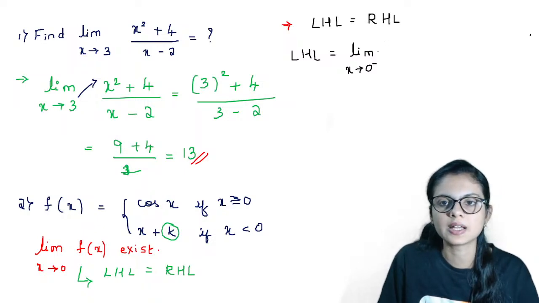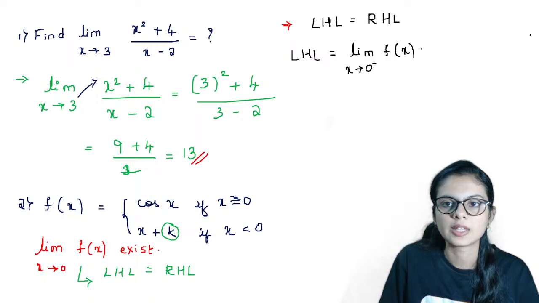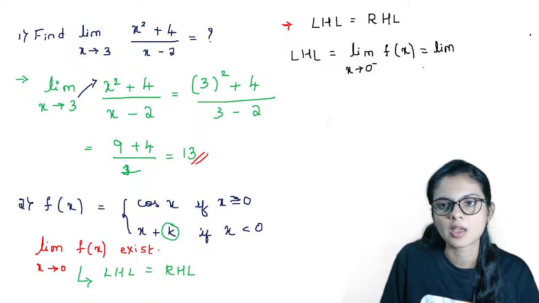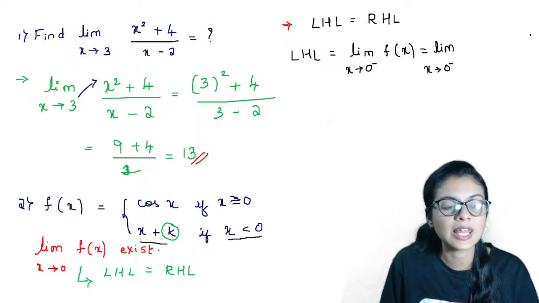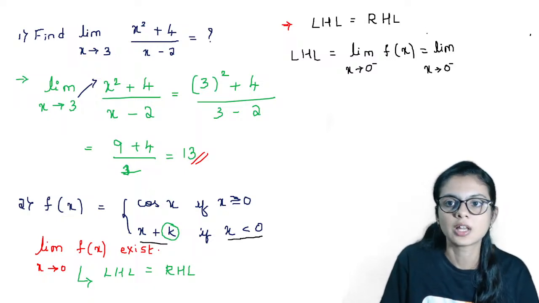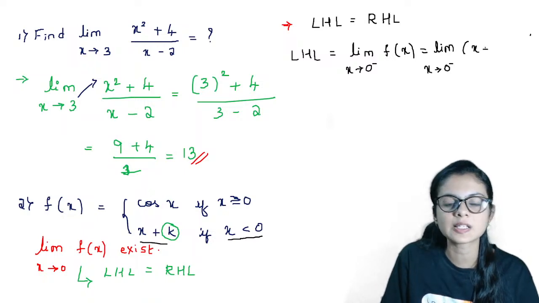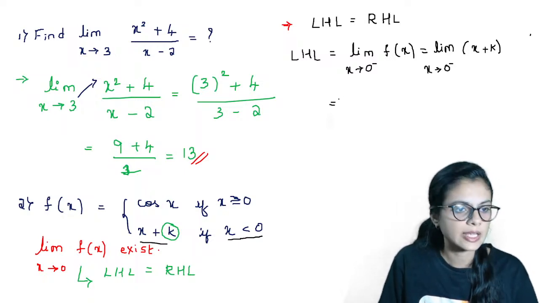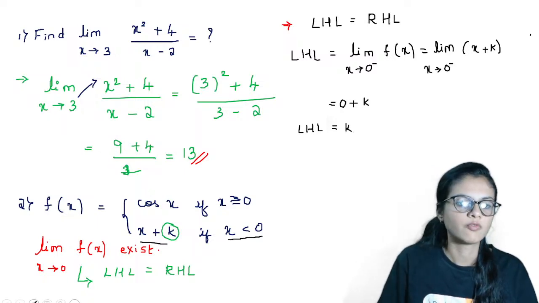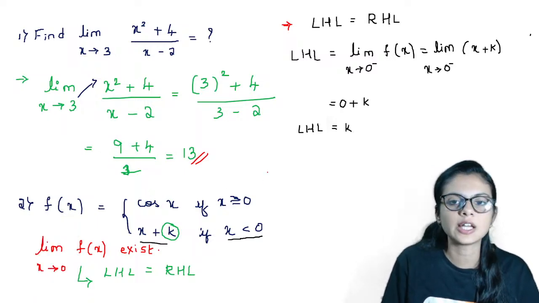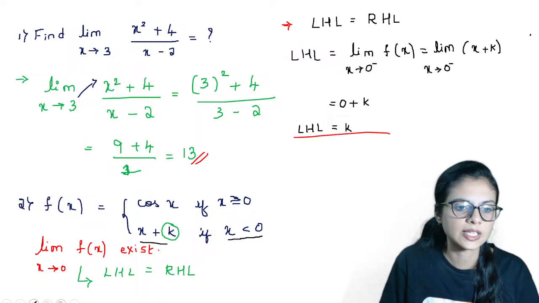So limit x tends to 0 minus f of x is nothing but limit x tends to 0 minus, and in the place of f of x, I will substitute x plus k. Why? Because less than 0 is LHL. Now in the place of x, I have to substitute 0, so it becomes 0 plus k. So LHL is equal to k. We got LHL. Now let's calculate the RHL and see how much it turns out to be.